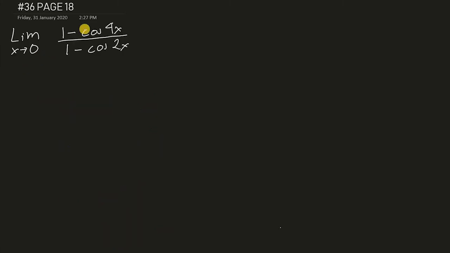We have here 1 minus cosine 4x and 1 minus cosine 2x. Again, it's the same process. We solved and proved that it's indeterminate kahit alam naman natin indeterminate. It's just to prove. So we have 1 minus cosine 0 over 1 minus cosine 0. Cosine 0, guys, is 1. So 1 minus 1, 1 minus 1, it's 0 over 0 is indeterminate form, guys.